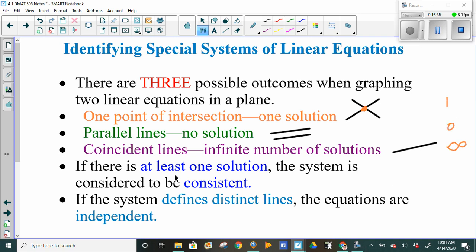If there is at least one solution, then it's consistent. So if there's at least one, we have one here, that's at least one. Infinite, there's at least one. So those would be considered consistent, while no solutions would be inconsistent. And if the system defines distinct lines, the equations are independent. So let's look at this.